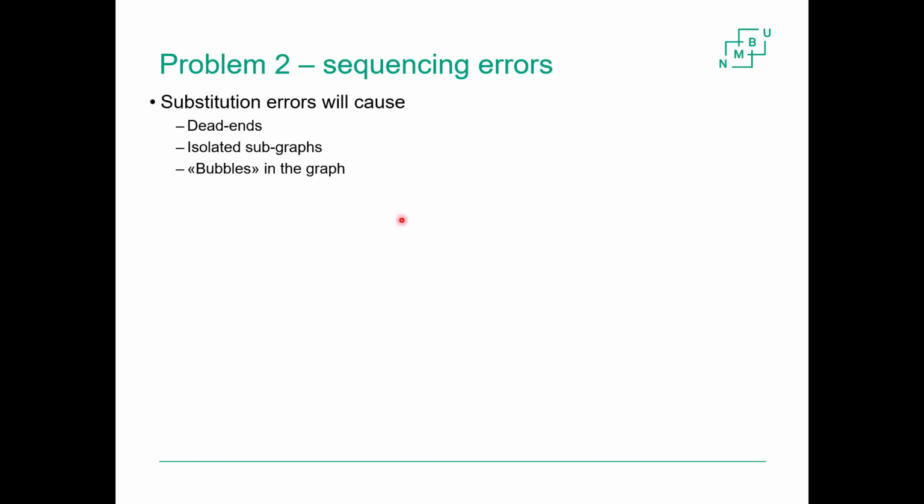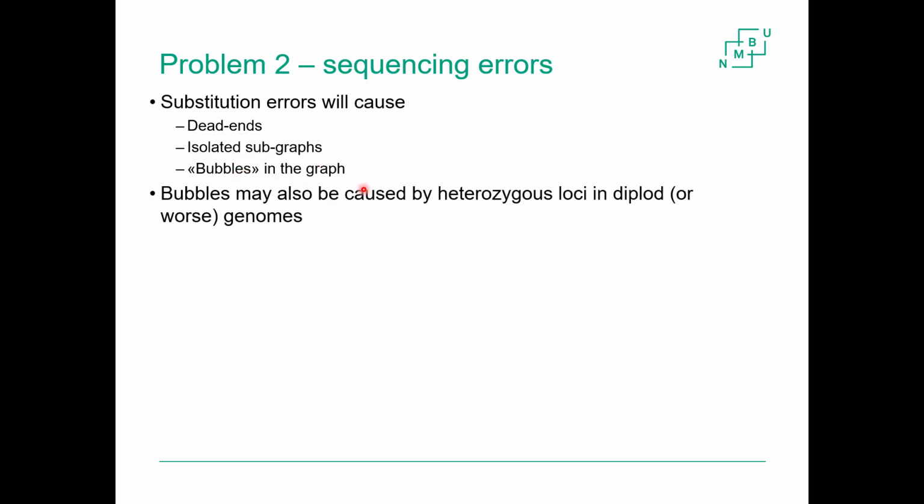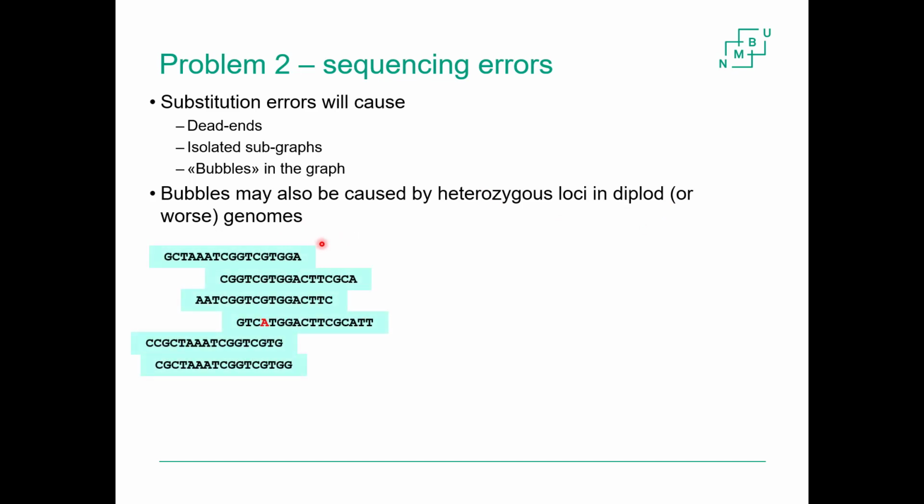The sequencing error, this is of course something we have to battle with regardless of how you approach this. But in the de Bruijn graph setting, all the substitution errors will cause what we call dead ends or subgraphs, or bubbles in the subgraph. So let me show you an example. This may also be caused by other phenomena which are not relevant for microbial genomics. Diploid organisms, they are eukaryotes usually, really. But let's consider this here.